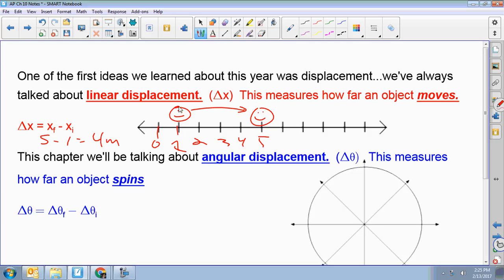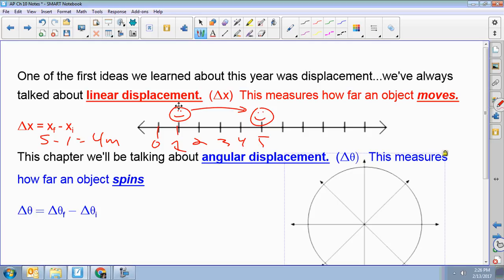Okay? So what we're going to be talking about this chapter is, instead of linear motion, angular or rotational motion. Now, instead of having a linear number line, we're going to be measuring angular position. Just like in math class, you use polar coordinates. The end of your x-axis is an angle of 0, and then we go counterclockwise around the circle, measuring your angle. Cool?